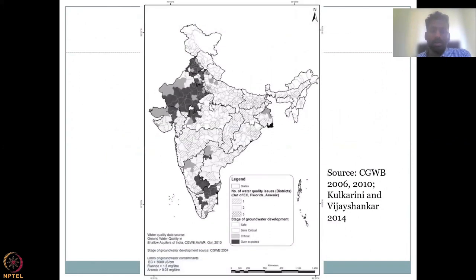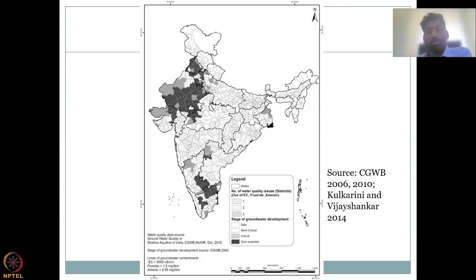Let's take, for example, groundwater quality that has been mapped by Kulkarni and Vijay Shankar 2014 using the CGWB data from 2006 and 2010. What we find is the number of water quality issues district-wise in this map. What are the differences between the districts? Are they having multiple issues or one, two issues? If you look at the coloring, one is represented by dashed lines, two by dotted lines, and three by boxed lines. You can see that most of the regions on this side have dotted lines, indicating that they have two groundwater quality issues.